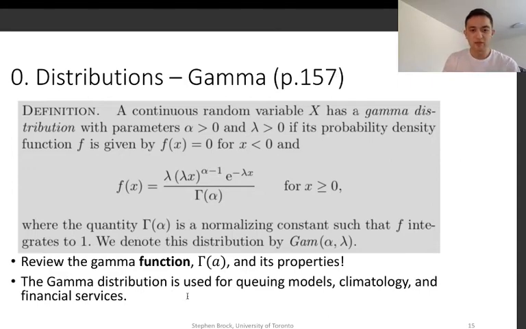The gamma distribution is used for queuing models, climatology, and financial services. I think the examples in the textbook vary, but you're probably most familiar with the queuing models, which is like the amount of time for a series of exponential variables to complete.